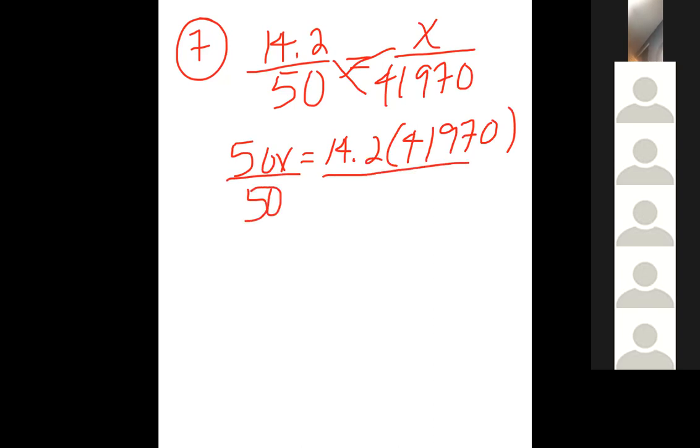Somebody grab a calculator, please, so you can do this for me very quickly, since this is the last problem, so I can go ahead and let you go. 14.2 times 41,970 divided by 50. And somebody give me the answer for that one, because that was the last problem.